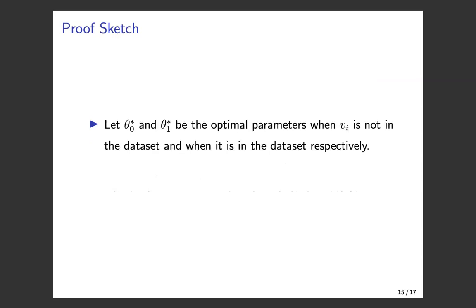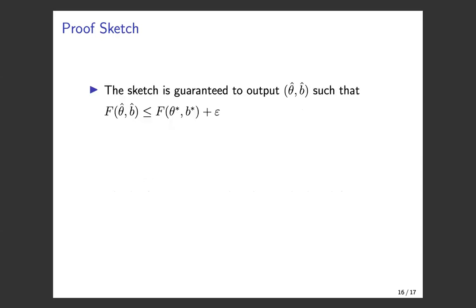Okay, and so just as some notation, let θ0 star and θ1 star be the optimal parameters when vi is not in the data set, when it's just these n/2 added points that are the support vectors, and θ1 star when vi is in the data set. So you actually have n/2 + 1 support vectors. Okay, and one of the key claims here is that you can actually show exactly what these are, and the difference between them is somewhat large. So it's like 1/n.